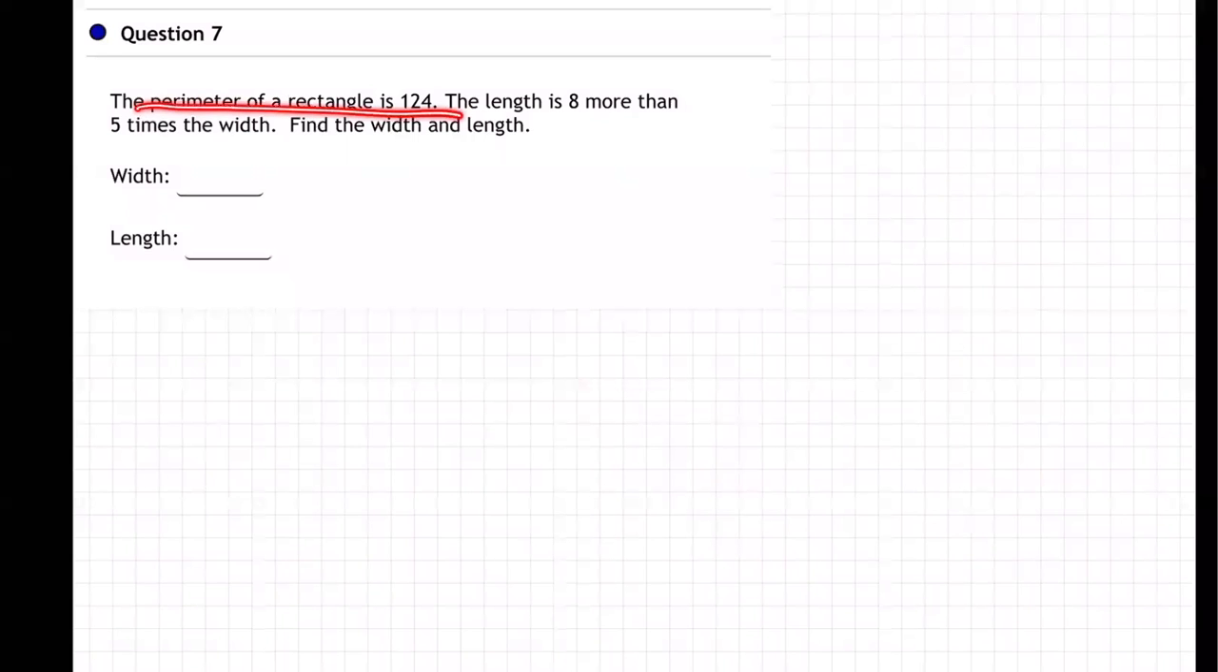Okay, the perimeter of a rectangle is 124. The length is 8 more than 5 times the width. Find the width and the length.